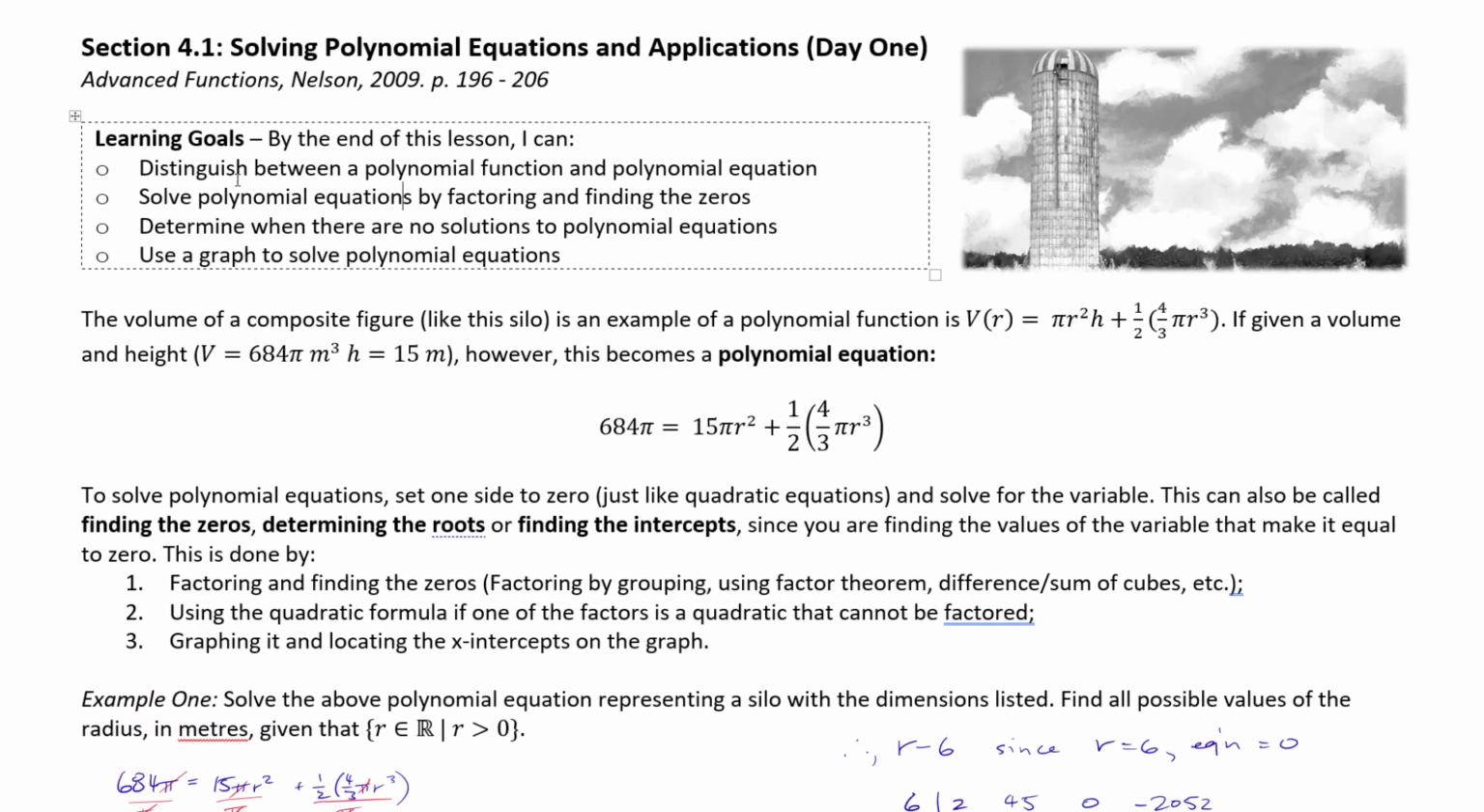Okay, so I think so far we have distinguished between a polynomial function and a polynomial equation, and then we have solved polynomial equations by factoring and finding the zeros.